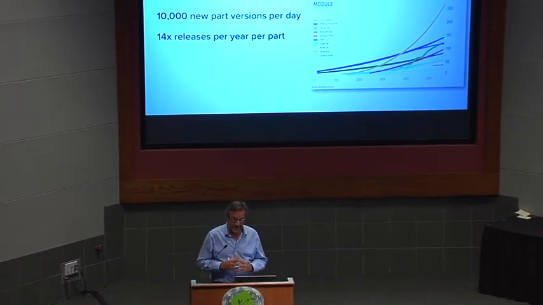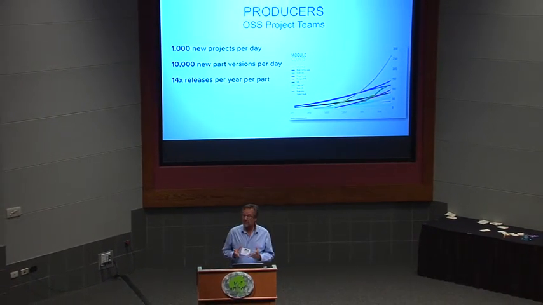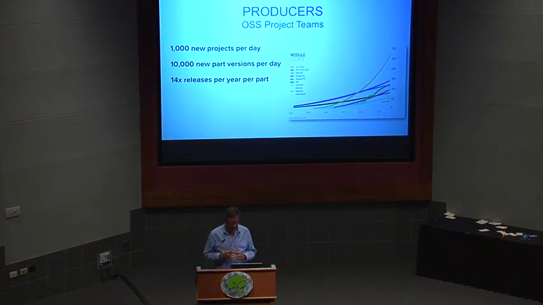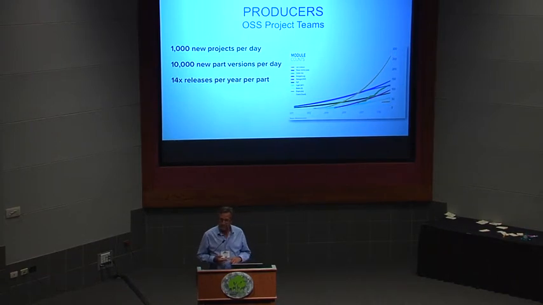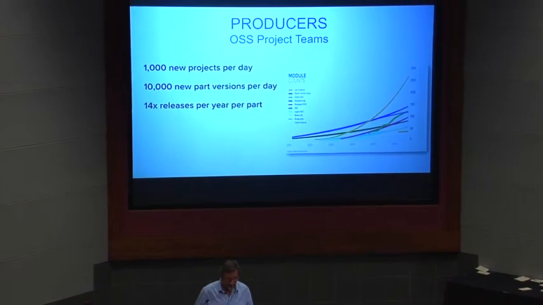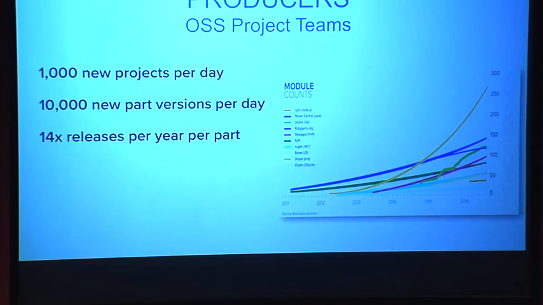Okay. So obviously, we're feasting on a massive supply of open source components. I mentioned the producers, the OSS project teams. How active are they? Well, there's this great site called Module Counts. It keeps track of new components being available on a daily basis. Turns out there's 1,000 new projects per day being published. 10,000 new parts available per day. And each part, on the average, is updated 14 times a year.